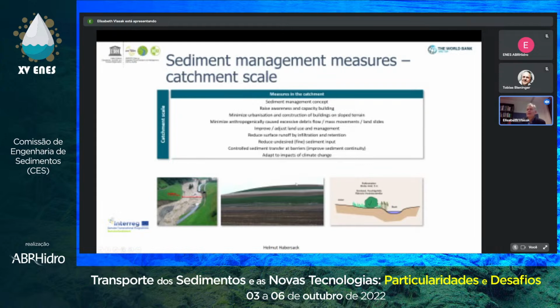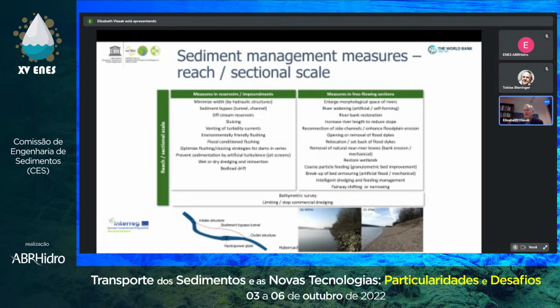Now, not to take too much time, I don't go into the sediment management measures in the catchment. There are different ways to look into this. And of course, here also the agriculture has to be taken into account, which means to reduce the surface runoff, for example, by infiltration or retention, to change the land use so there is no bare soil anymore, and so on and so forth. And then, of course, we have the measures in the reservoir.